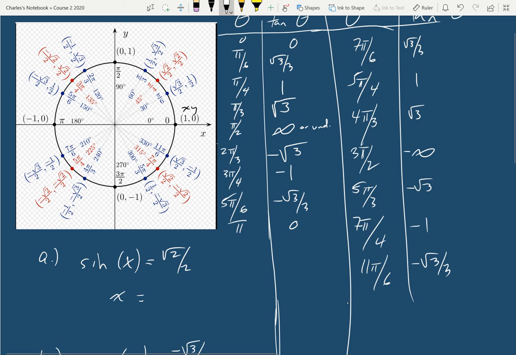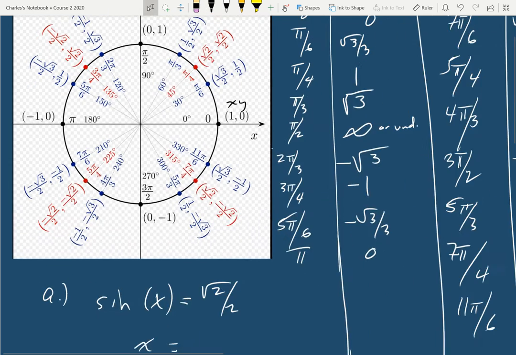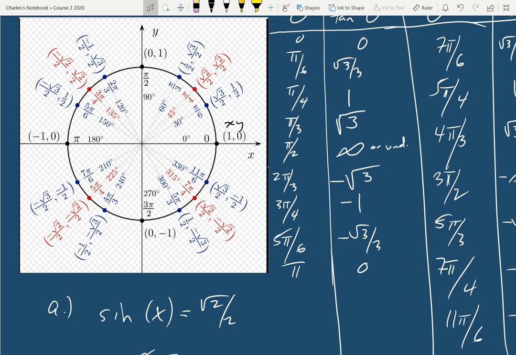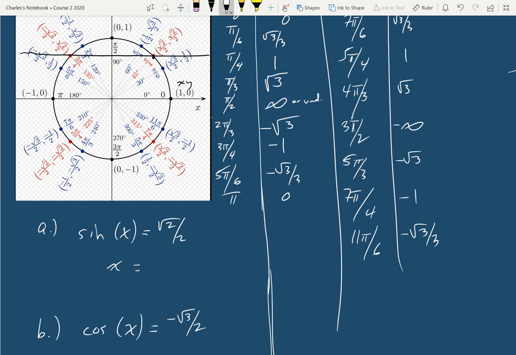So for question A, it says sine of x is equal to root 2 over 2. This is where I would like you to be getting to with the unit circle by this point in the year. You're thinking sine of x. What's sine? Sine is y. Where is root 2 over 2? Root 2 over 2 is here. And so you're thinking in your head, or if you have the unit circle, I'm going to draw a horizontal line to find what those two answers are, which means x could be pi over 4 or 3 pi over 4.